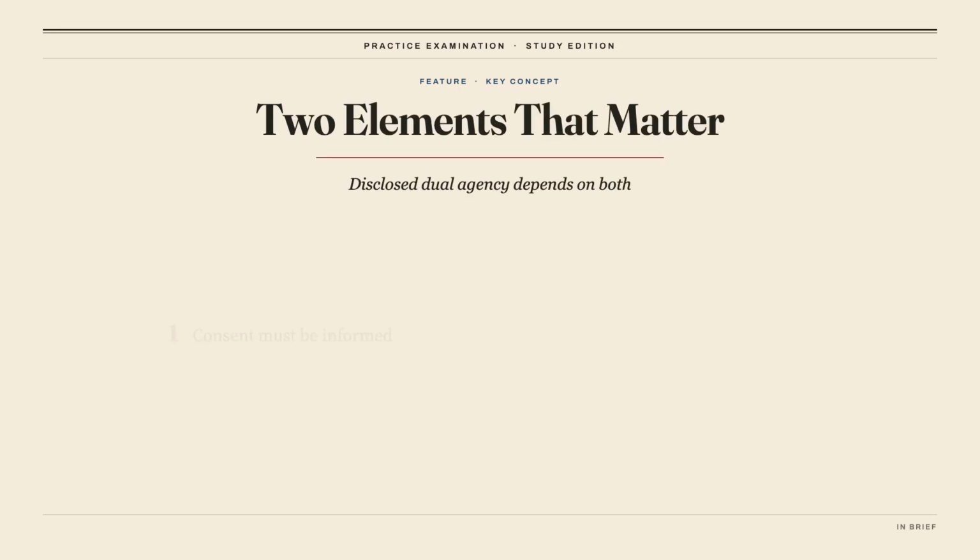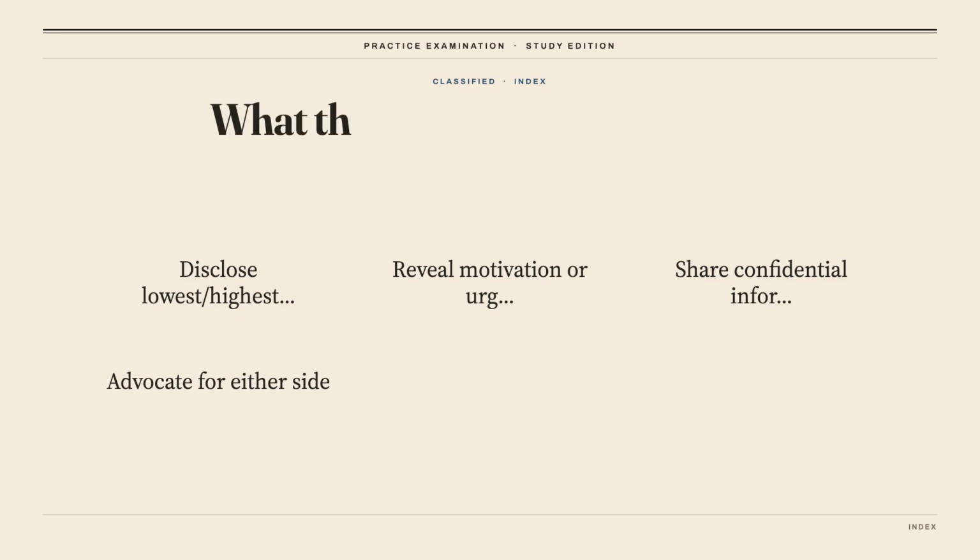Two elements carry all the weight in disclosed dual agency. The consent must be informed, meaning both parties truly understand neither gets full advocacy, and it must come before negotiations start, because consent obtained afterward protects nobody.